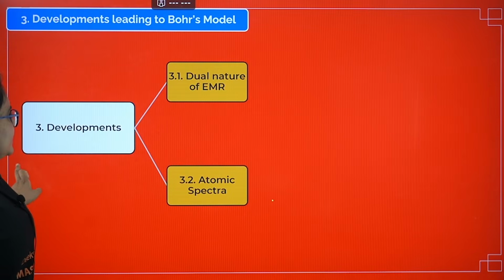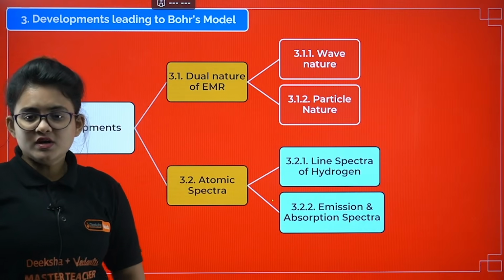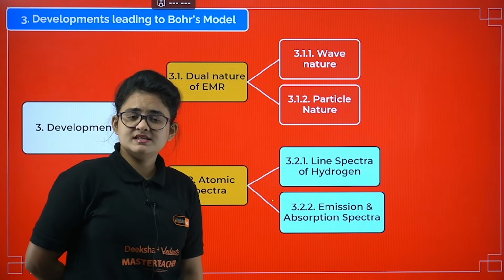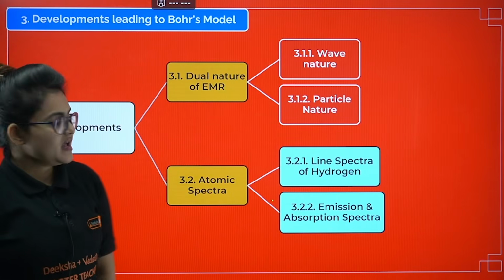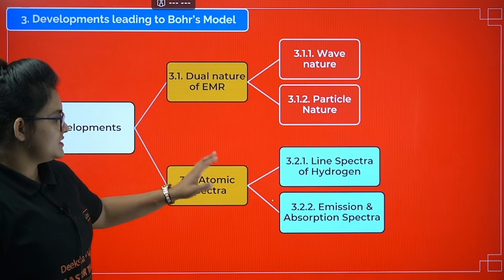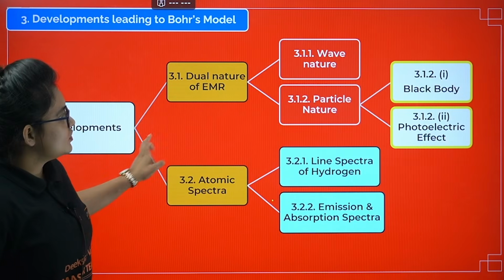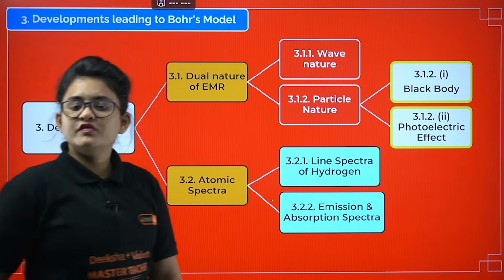Okay, so developments. First is the dual nature of electromagnetic radiation and atomic spectra. In dual nature, first we will discuss the wave nature and the particle nature. It means they are saying that electrons have both wave nature and particle nature. And in atomic spectra, we will discuss the line spectra and emission spectra. In particle nature, we will discuss black body radiation and the photoelectric effect.